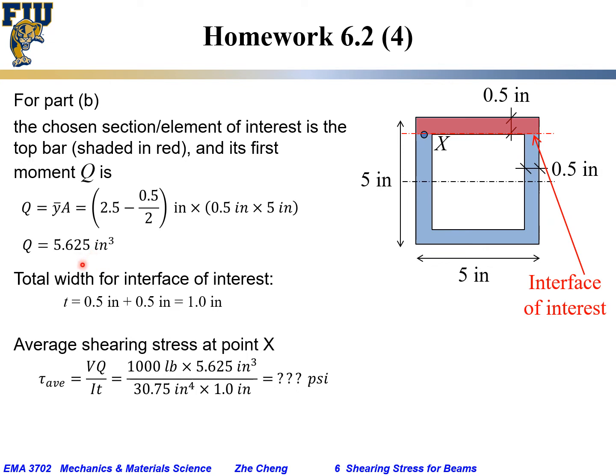So the total width for the interface of interest, if we make the cut here, it will be 0.5 on the left, 0.5 on the right. It will be 1 inch. So the average shearing stress at the point X interface would be VQ over IT. V we said is the same, 1,000 pound of force. Q we got 5.625 inch to the power of 3, I is 30.75 inch to the power of 4, and thickness would be 1 inch, and you would get the unit of pound per square inch, PSI.